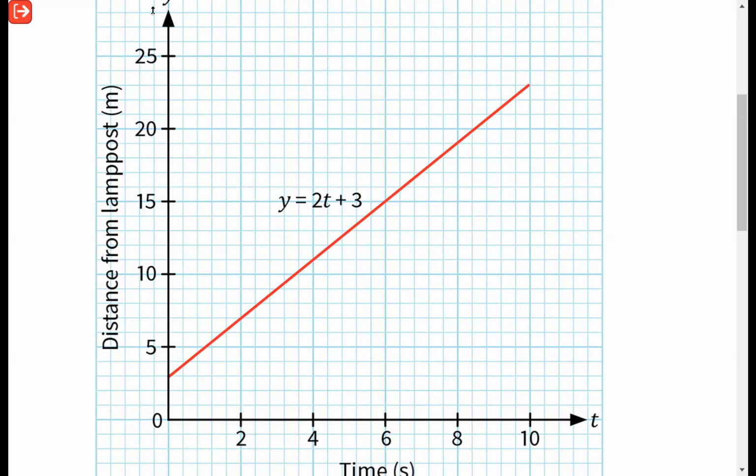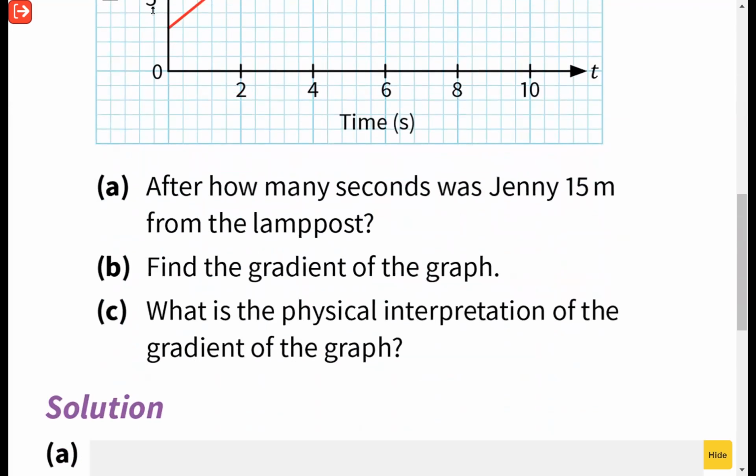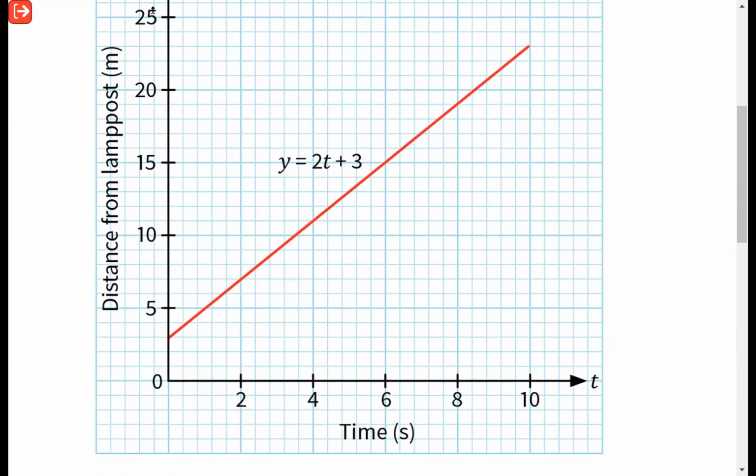Okay, so we look at the questions. After how many seconds was Jenny 15 meters away from the lamppost? Do you understand this question? After how many seconds was she 15 meters away from the lamppost? How are we supposed to do that? I don't know. Go back to the graph. 15 meters away. Should we be looking at the vertical axis or the horizontal axis? Vertical or horizontal? Which one tells us about distance?